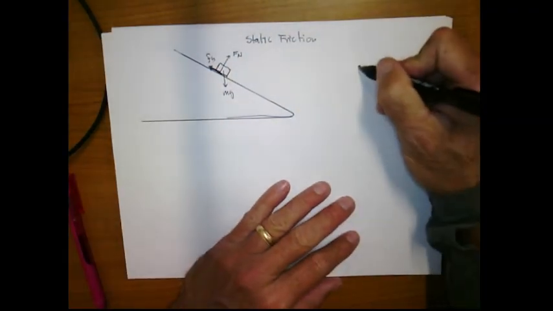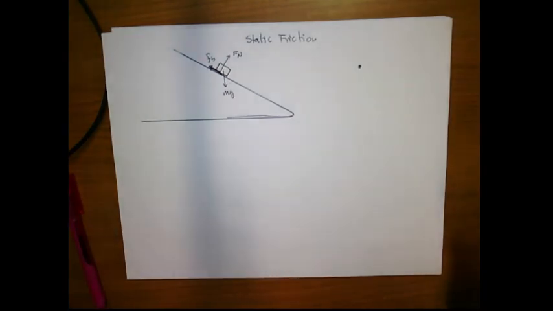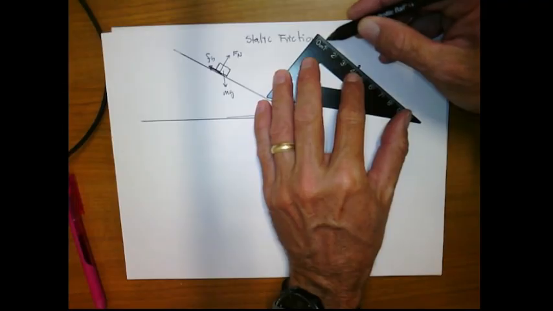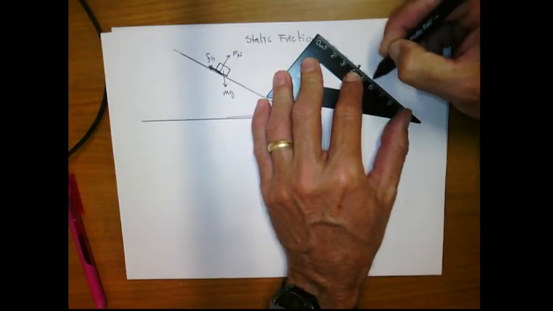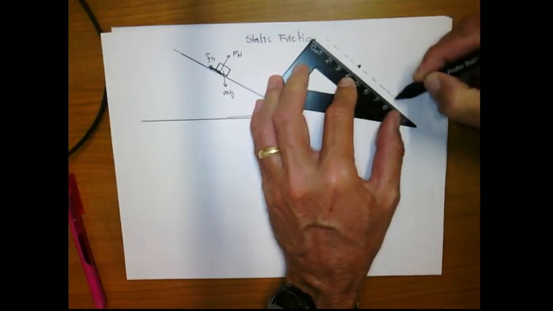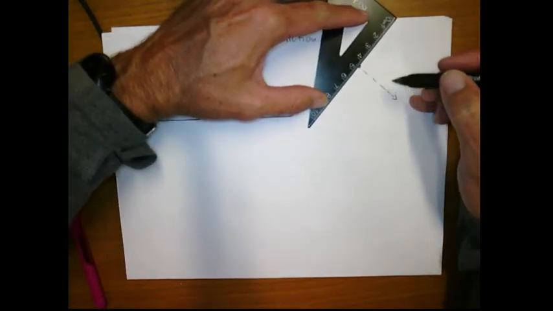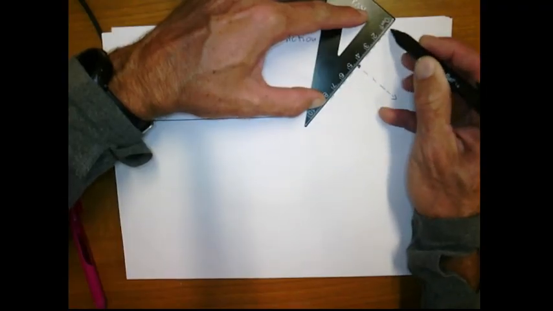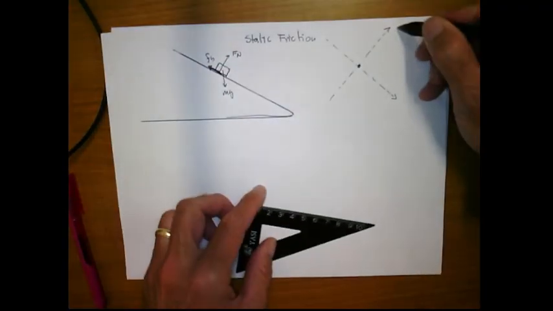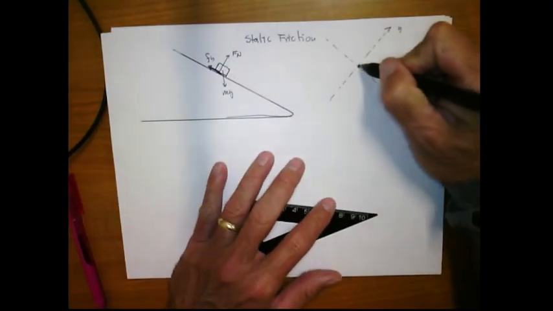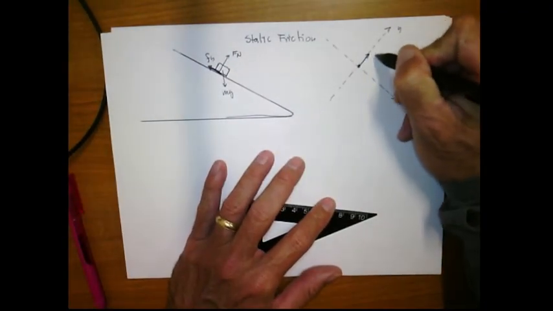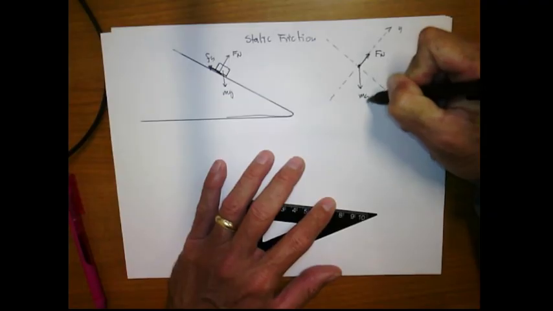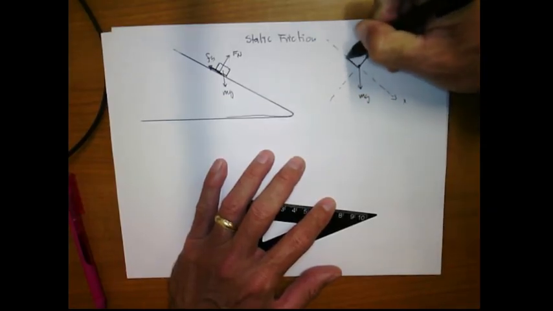So the free body diagram is going to be, now I'm going to do the axes. This is going to be my x-axis, and this is going to be my y-axis. Here I got the normal force. I did it like that for convenience. I got mg, and I got a static friction.